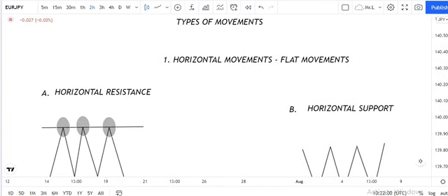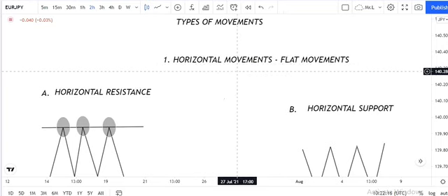Types of movements I was talking about: there are two types of movements. There are horizontal movements and diagonal movements. The types of movements that I'm going to discuss with you now are horizontal movements. What do we mean by horizontal movements? We mean flat movements.